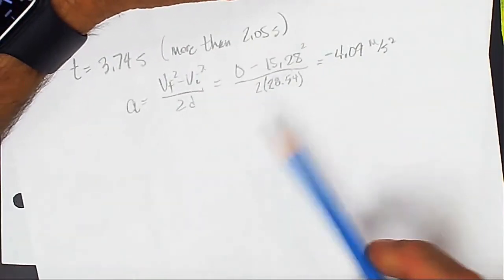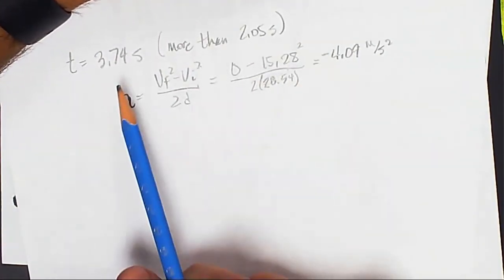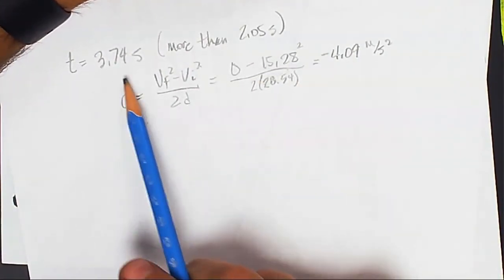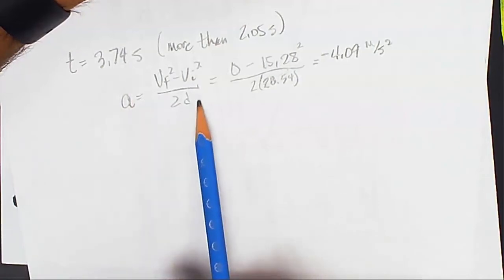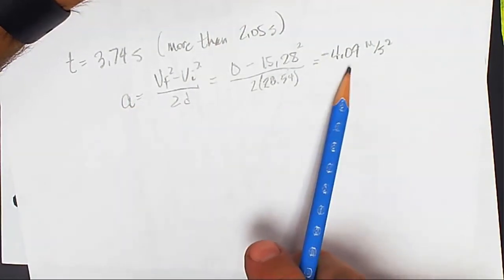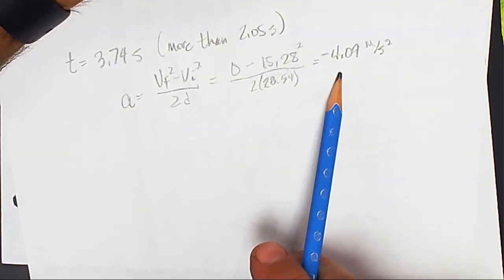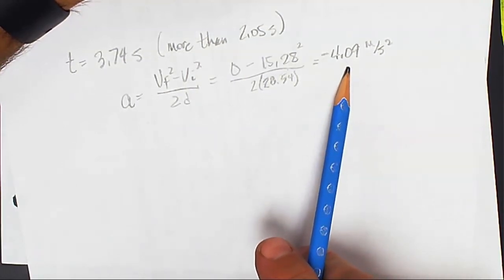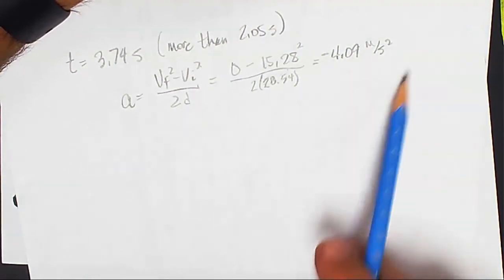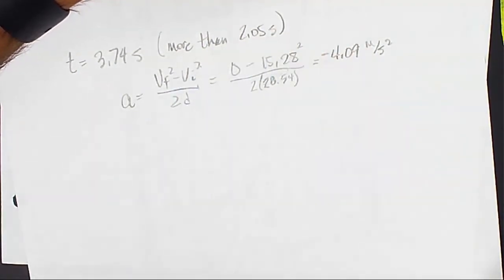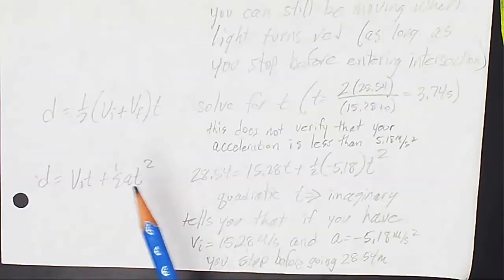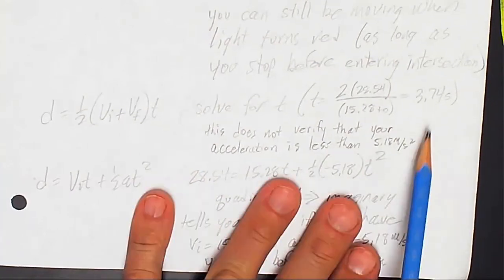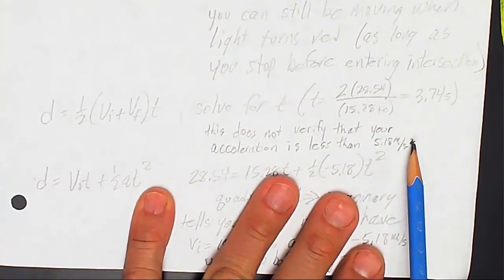So just to show you that you can try it, if I use 3.74 seconds, I can solve for the acceleration, and just like we saw in part A when we solved it the first time, we had an acceleration of 4.09, which is less than 5.18. But we had to verify that with a second step. We weren't quite finished here, okay?